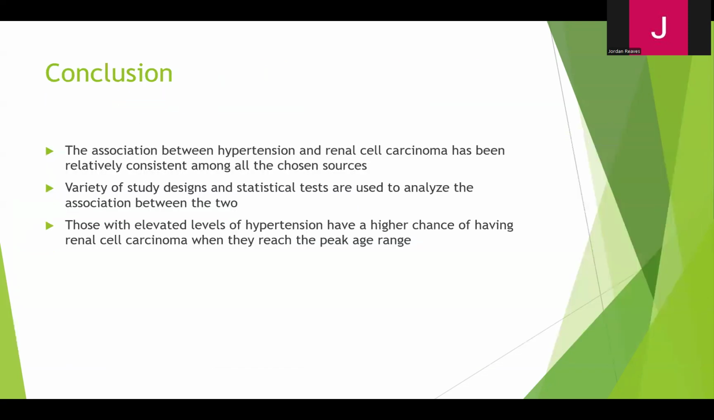So for my conclusion, I said that the association between hypertension and renal cell carcinoma has been relatively consistent among all the chosen sources. I used a variety of study designs and statistical tests to analyze the association between the 2, and other sources that I found used different statistical tests than I suggested or different study designs, but the 5 I chose seem to be most significant with the requirements. So my overall conclusion is those with elevated levels of hypertension have a higher chance of having renal cell carcinoma when they reach the peak age range. Like I mentioned previously, if you have other risk factors, maybe some of this stuff is genetic, then you could get this disease well before the peak age range.